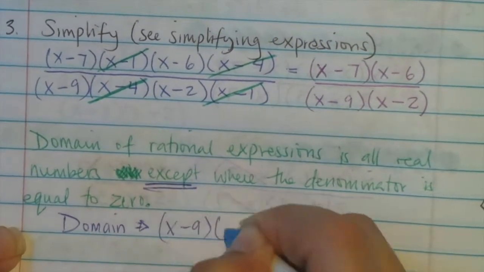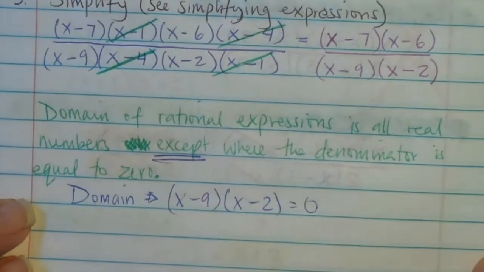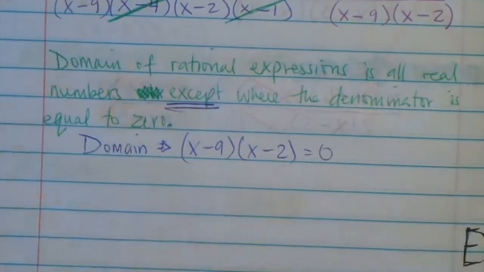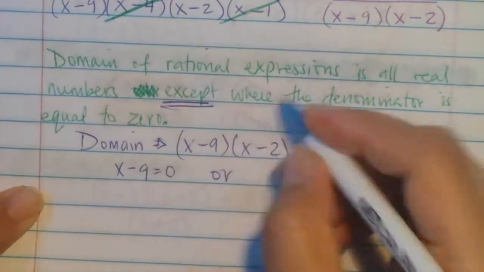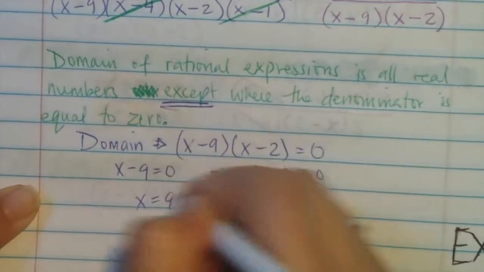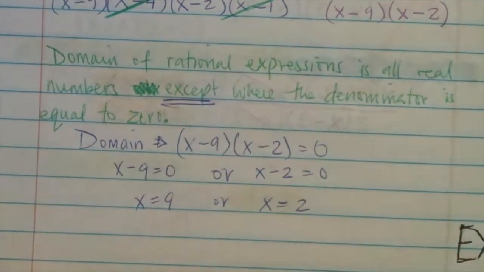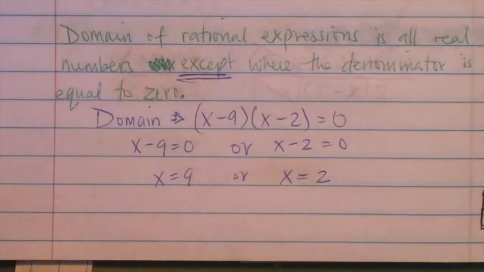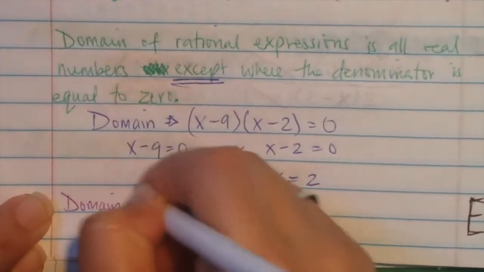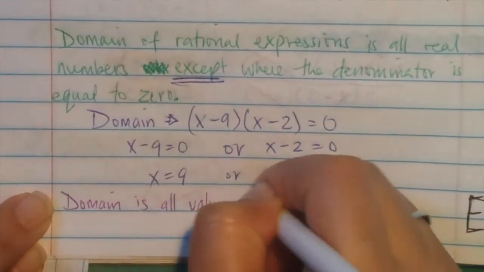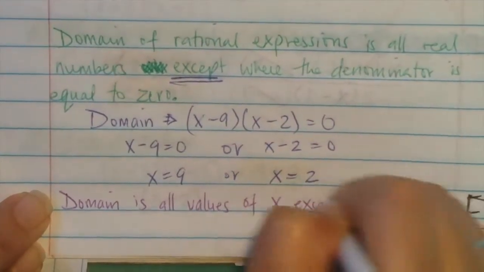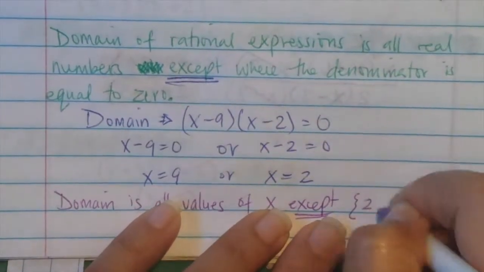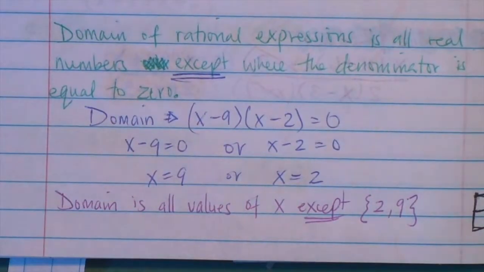So just set the bottom to 0, so x minus 9, x minus 2 is equal to 0. And you've done this before, go ahead and separate it: x minus 9 equals 0 or x minus 2 equals 0. So x equals 9 and x equals 2. So when x equals 9, it's going to make the denominator 0, which you can't have because you get an error. So the domain is all the values of x except when x is equal to 2 or when x is equal to 9. Okay, so that's all domain is.